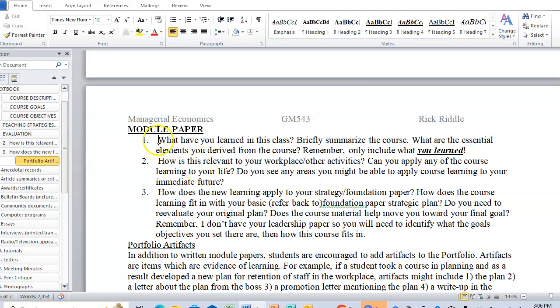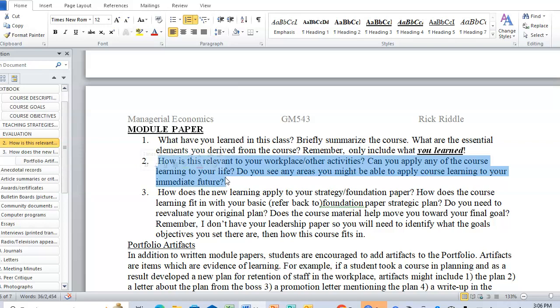All right, so the module paper, 3 different sections. Please actually separate each different section in the module paper itself so I know what you're answering where. So the first section is, what did you learn from this class? It's a good chance for you to summarize what you actually learned. A lot of people forget all the things we covered over the course of the term, even though it's only 12 weeks, right?